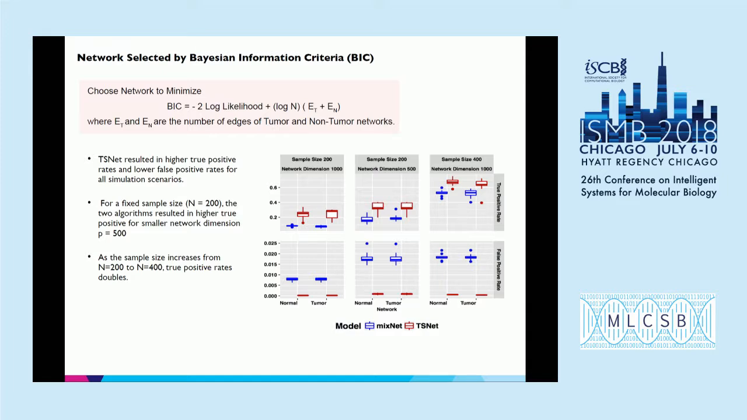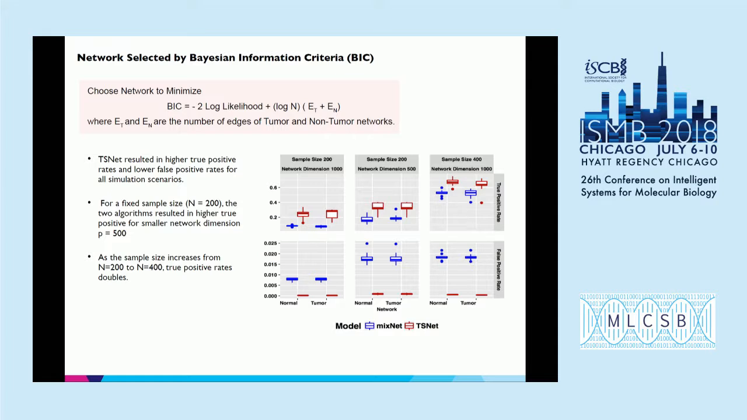As I said, we have this tuning parameter, and by varying the tuning parameter, we get a network with different size. We can select a network using a BIC criterion. So we just select the network that minimizes the BIC. We did that, and here is the box plot of AUC over different replicates.